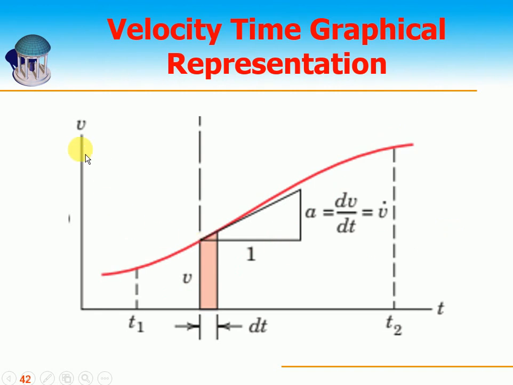Now let's move to the velocity time graph. In the velocity time graph, the tangent or the slope will give us the acceleration, because this vertical line is dv and this is dt, so dv by dt is basically the acceleration, and the area under the velocity time graph will give you the distance traveled. S is equal to vt, so the area under the velocity time graph will give you the distance traveled.